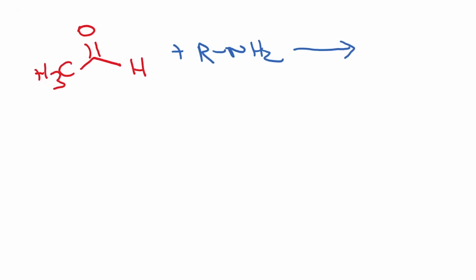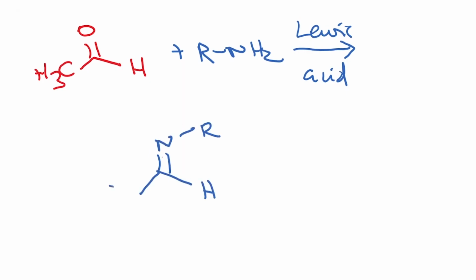So let's revisit this. Let's say we take acetaldehyde and react it with RNH2. We can do this in the presence of a Lewis acid. We've already looked at this, so I'm not going to spend much time on the mechanism. Let's say this is the product we expect, and now we have 3 hydrogens present next to the imine.